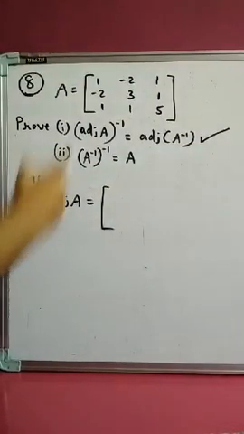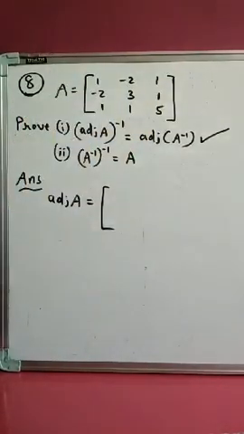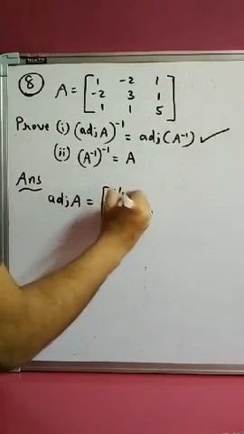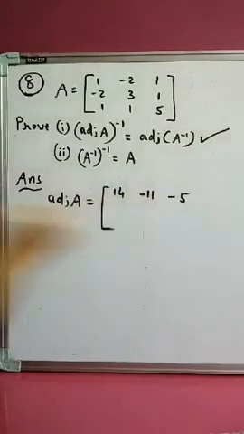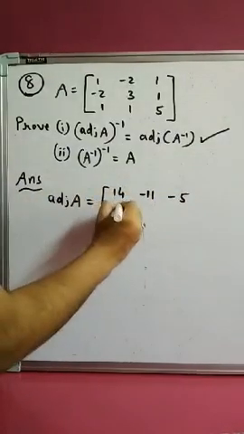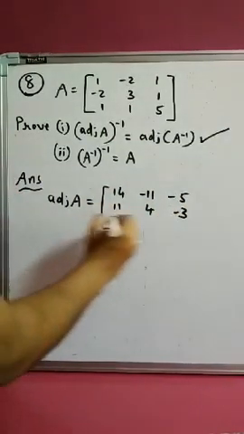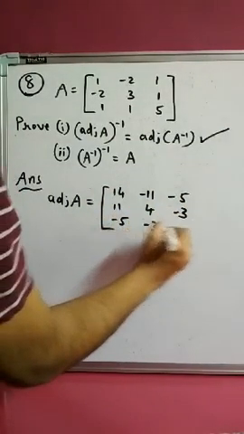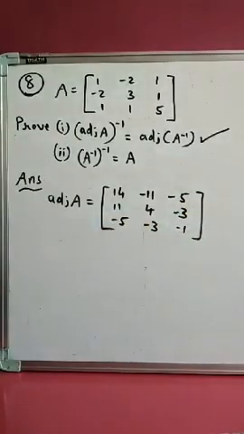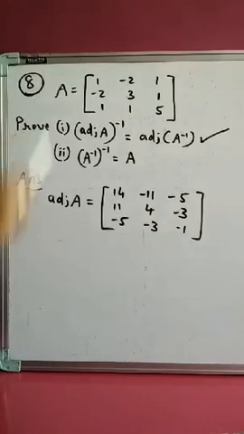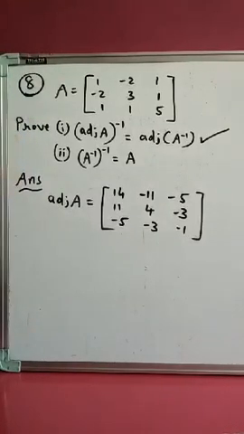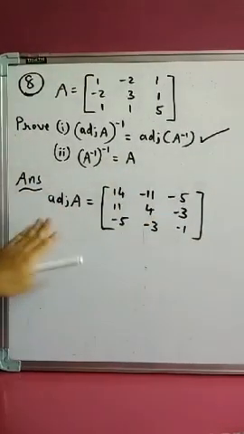So adjoint of A, if you find it from A, you will get the answer 14, minus 11, minus 5, then 11, 4, minus 3, and minus 5, minus 3, minus 1. You have to do it in 2 steps, right? You also have to find the transpose in this, so this will be our adjoint of A.